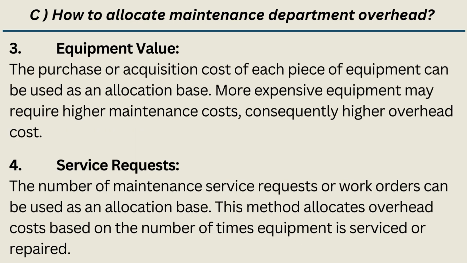3. Equipment value. The purchase or acquisition cost of each piece of equipment can be used as an allocation base. More expensive equipment may require higher maintenance costs, consequently higher overhead cost. 4. Service requests. The number of maintenance service requests or work orders can be used as an allocation base. This method allocates overhead costs based on the number of times equipment is serviced or repaired.